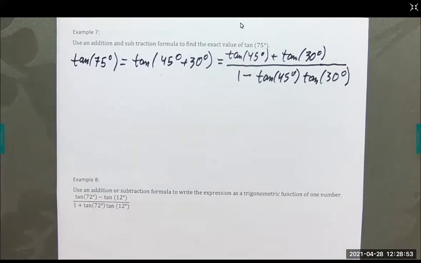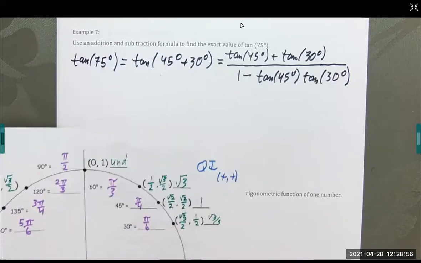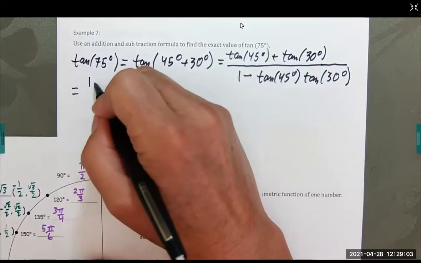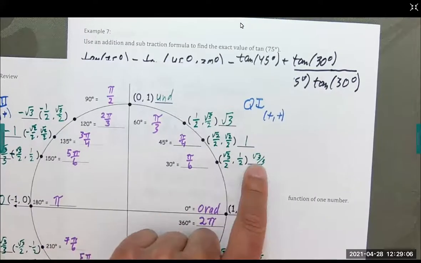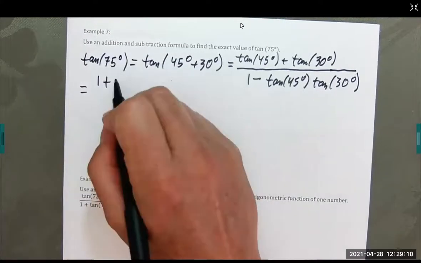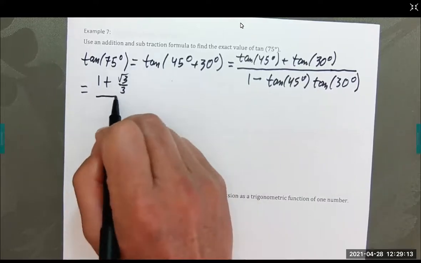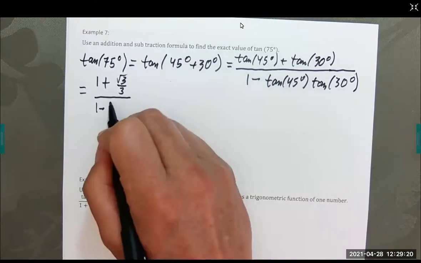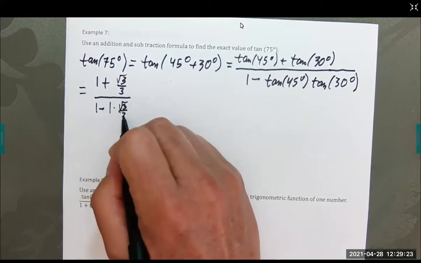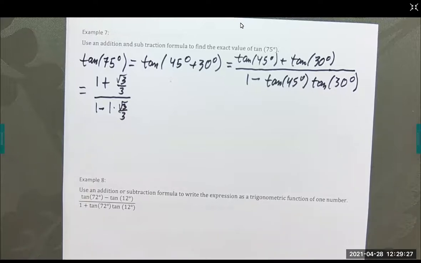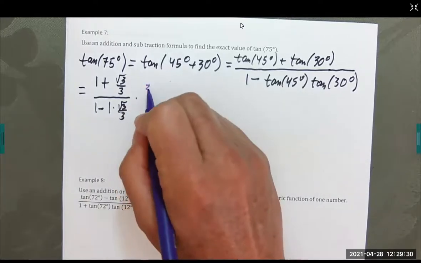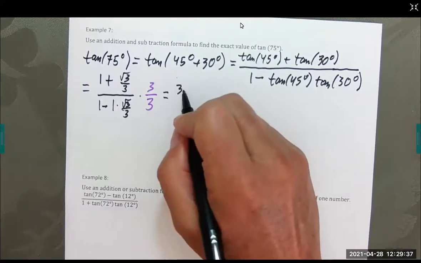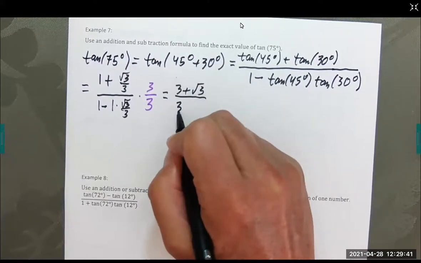So using my unit circle, 45 degrees, that's here. Tangent is 1. Tangent of 30 degrees, that's here. That's root 3 over 3. Down below, I have 1 minus. Tangent of 45, we just saw was 1. Tangent of 30 is root 3 over 3. And what I'm going to do to simplify this just a little bit better is I'm going to multiply the top and bottom both by 3. Get rid of that complex fraction there. So this gives us 3 plus root 3 over 3 minus root 3.